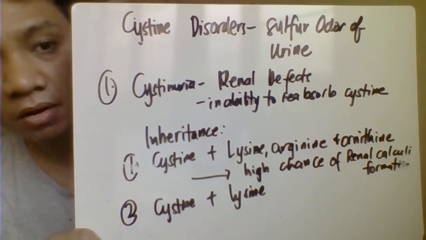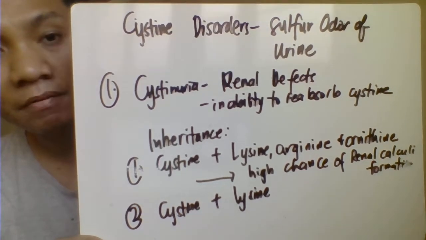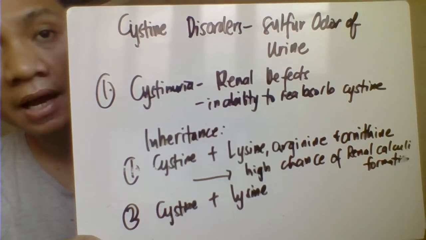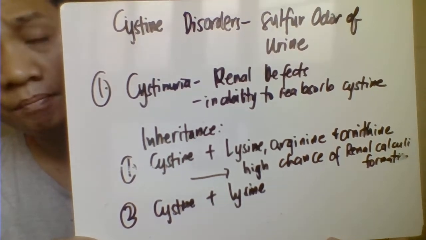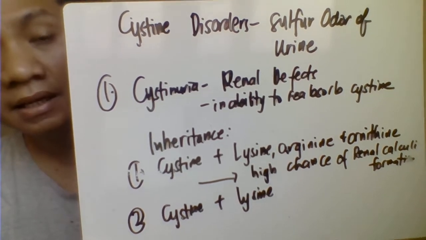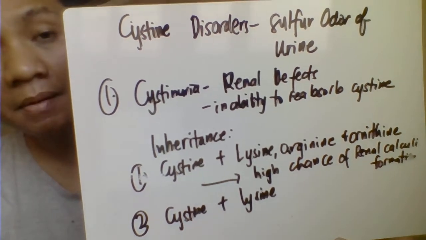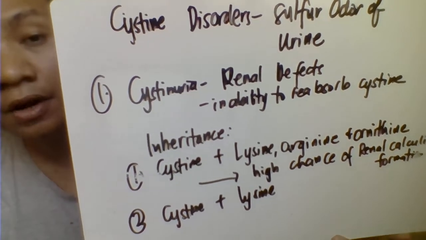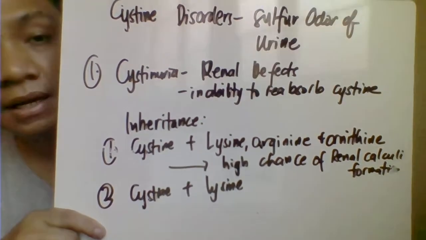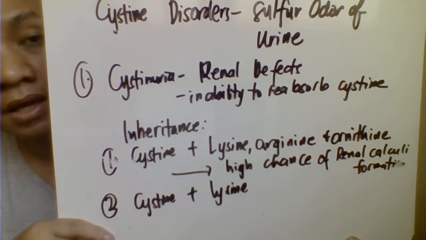Cystinuria is a metabolic disorder. Basically, it's an inability of your kidney to reabsorb your cysteine. And that disorder could occur here in either two pathways or two mechanisms. One, the patient may not be able to reabsorb the cysteine along with the other amino acids, namely lysine, arginine, and ornithine. And another mechanism is that only cysteine plus the lysine cannot be reabsorbed.